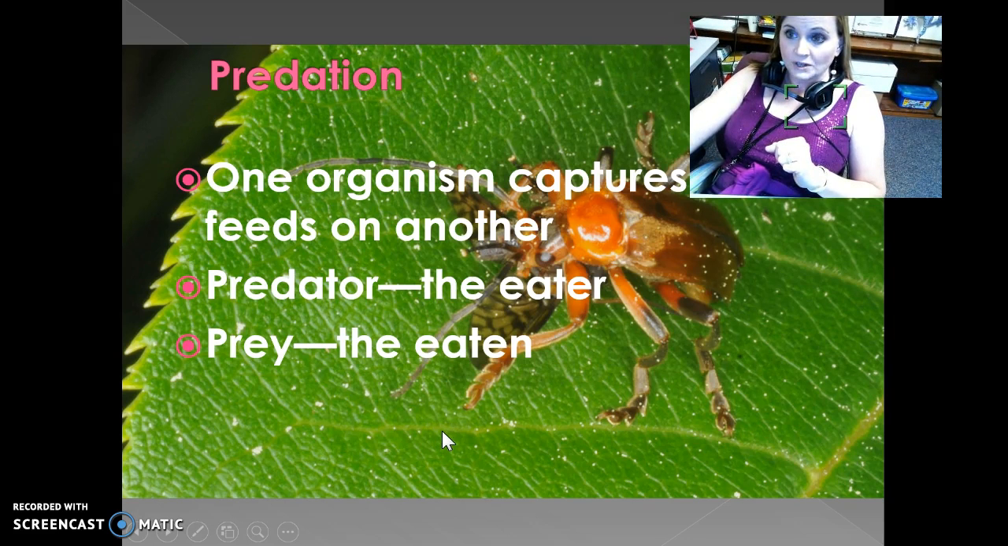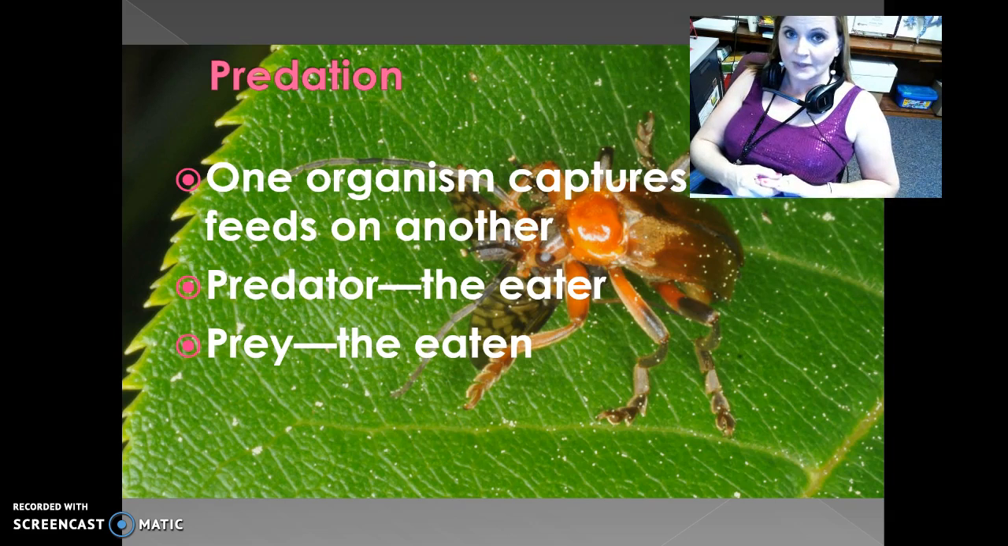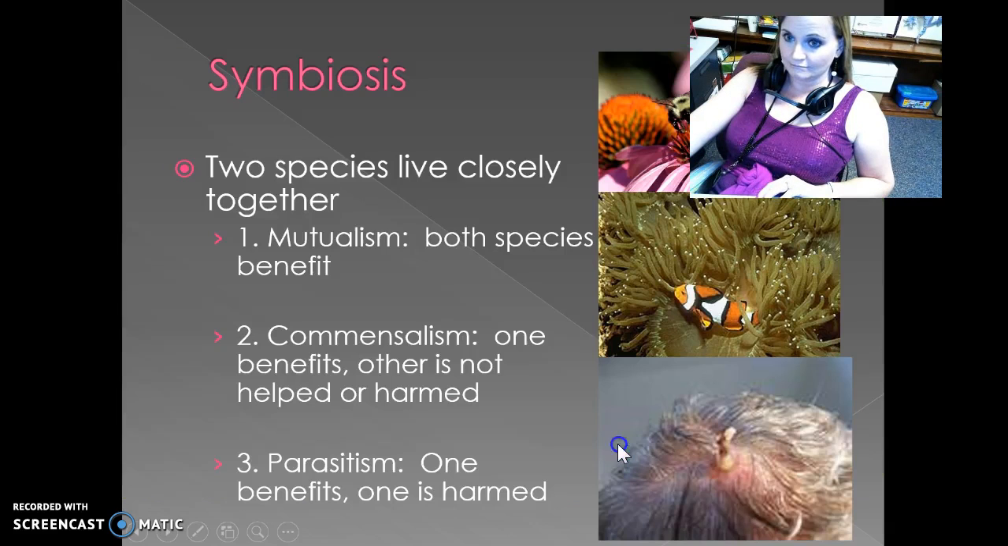There are different ways in which organisms can interact with each other. We call these different types of relationships. So we have predation. That's one of the types of relationships. That one should be pretty self-explanatory. Somebody's going to get eaten and somebody's going to eat it.